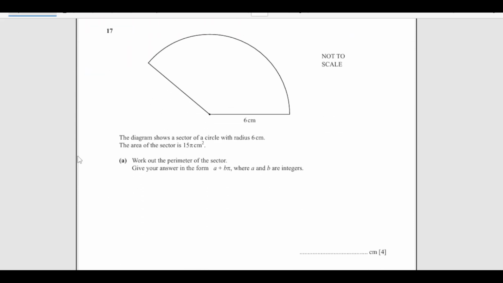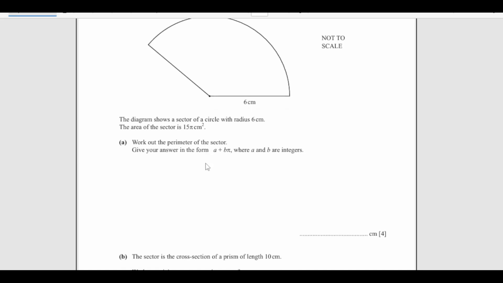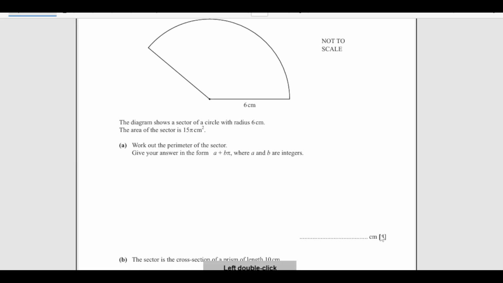Number 17. The diagram shows a sector of the circle with radius 6 centimeter. The area of the sector is 15 pi. Work out the perimeter of the sector. So this is a 4 marks question, so be careful, don't miss any part. Give your answer in the form a plus b pi, where a and b are integers. So meaning we are not going to substitute the value of pi because we need the answer in terms of pi.